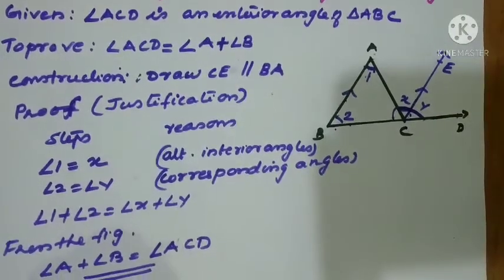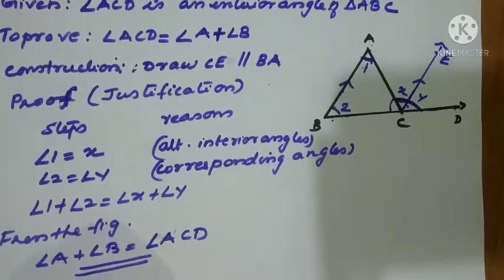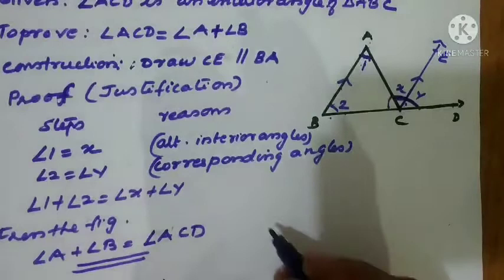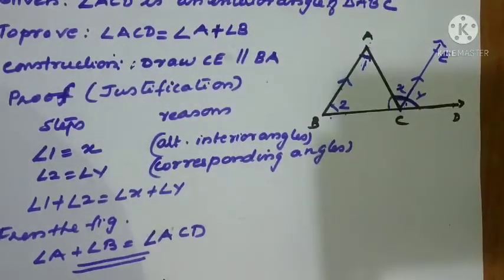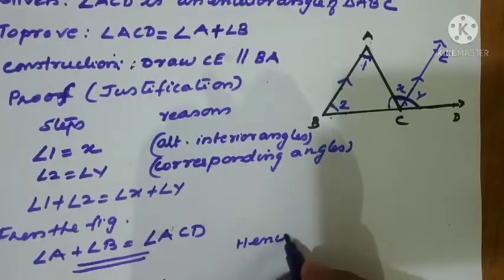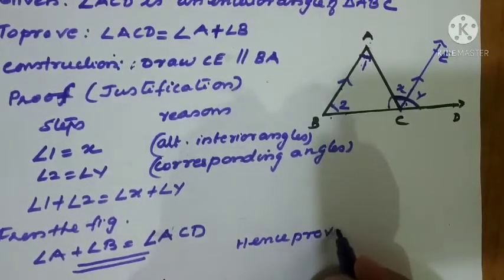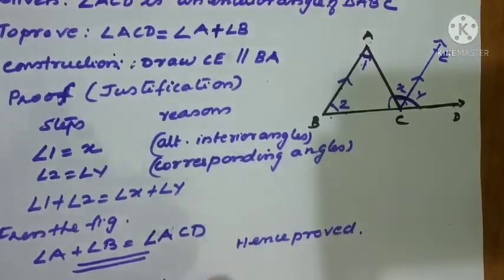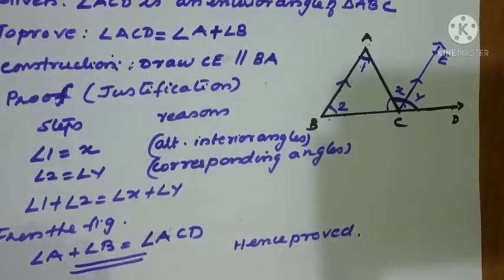What is the step we should write now? We can prove that we have proved this one, hence proved. So the conclusion is this statement, hence proved. There is no need of repeating anything. This is called a conclusion. We will not write more in the conclusion. So the steps given to prove are construction, proof and a conclusion only.